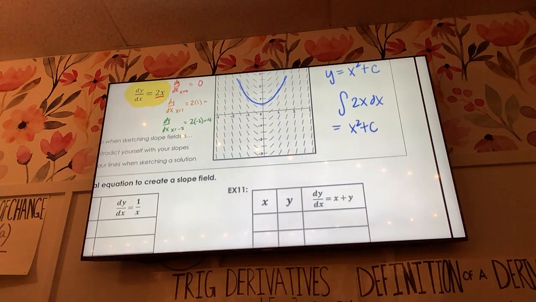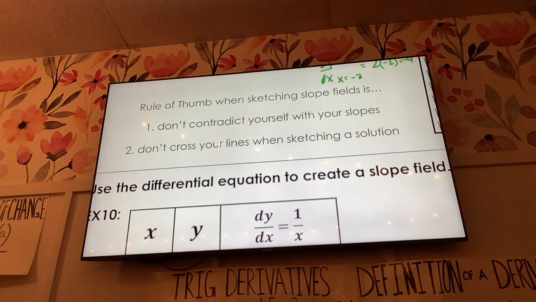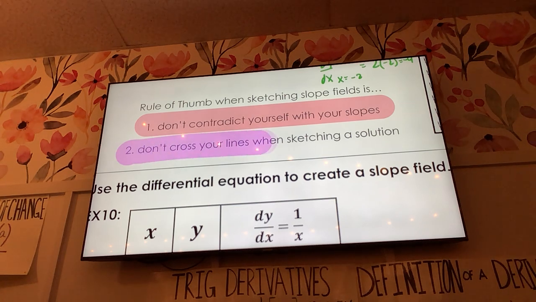All right. Now there's 2 basic rules for slope fields on the AP test. Don't contradict yourself with your slopes, and we're going to talk about that when we draw it. And don't cross your lines when sketching a solution, which we will also talk about when we sketch the solutions. But those are basically your 2 main rules for slope fields. If you don't do those 2 things, you're going to be good to go.